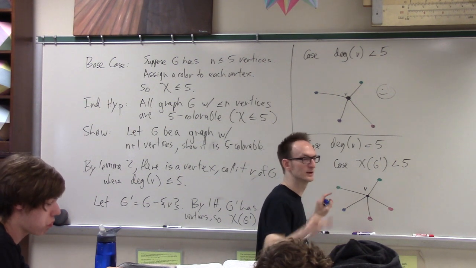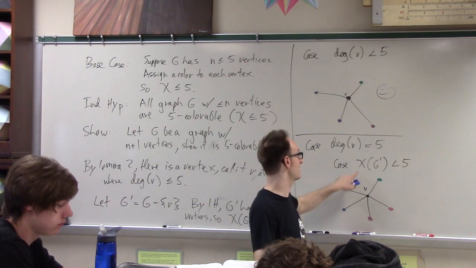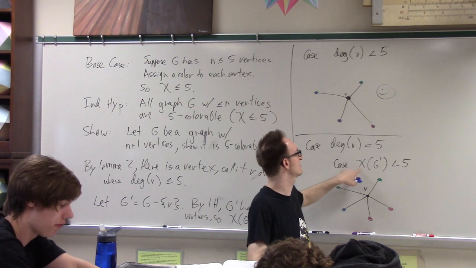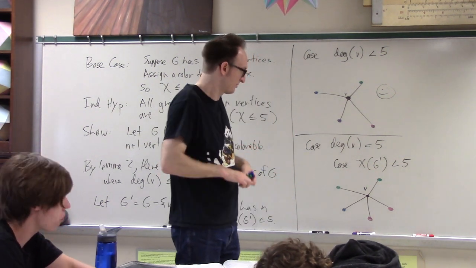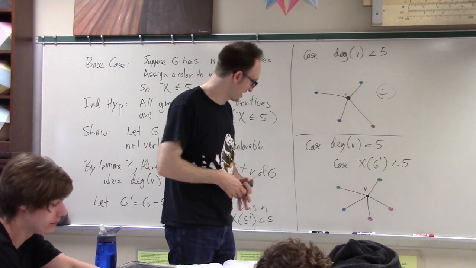Is this okay? Yeah. Do we check? Cool. Yeah, then I just assign V that fifth color. If I can, okay, I think we're good. No one's saying yes, we're good, but... Yes, we're good. Good, all right.